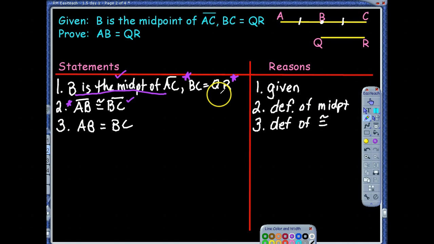And when they give you something in a proof, there's probably a 99% chance you're going to use it. I'm going to start this because we still have to use this. So what are you noticing? They both have that equal to BC. So is there a way to write something new from these two statements? Yeah, that's the transitive property, right? So I could say that AB equals QR.